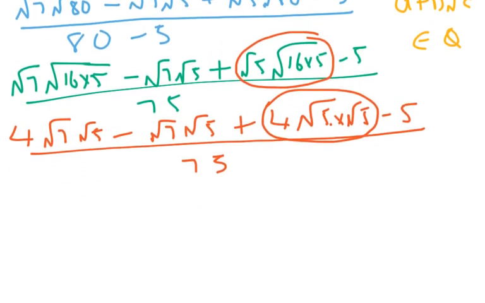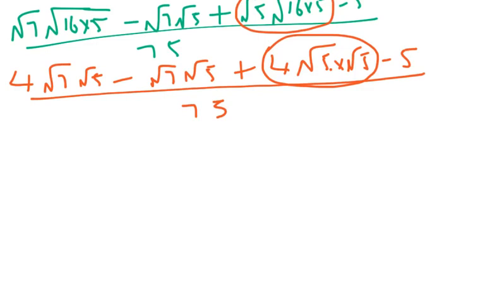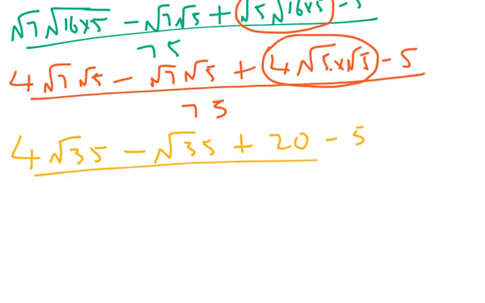And let's get this a bit of room here. Now, that's going to give me 4 root 35 minus root 35 plus 4 by 5 is 20 minus 5 over 75.